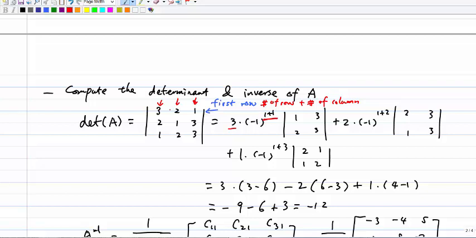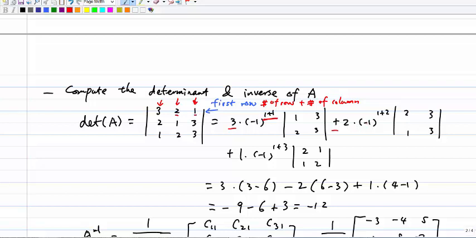For example, this 3 is on the first row, so you delete the first row, and it is on the first column, so you delete the first column. You end up with only these 4 numbers: 1, 3, 2, 3. That's a 2 by 2 matrix, right? You compute its determinant. For 2 by 2, the determinant is the product of the diagonal entries minus the product of the off-diagonal entries. You know how to compute that. Then the similar principle applies to all other entries, and you do the same way.